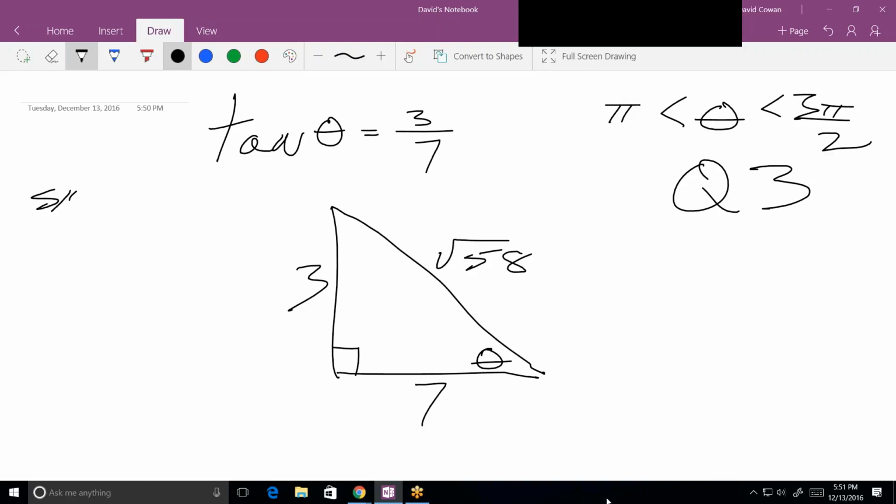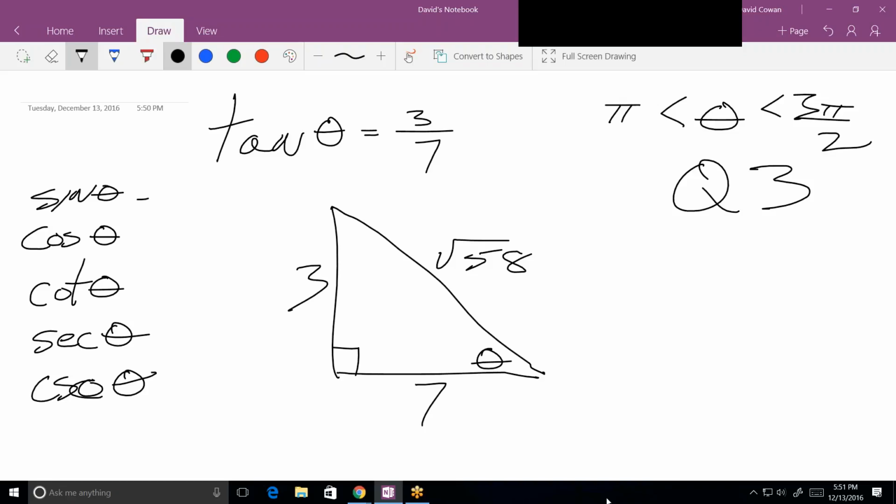Now tell me sine theta, cosine theta, tangent of theta, cotangent theta, secant theta, and cosecant theta. What's sine theta equal to? Don't worry about rationalizing it. I know you know how to rationalize it. So the sine of theta would be 3 over root 58. What's the plus or minus sign on that? That would be minus. What's cosine of theta? It would be 7 over root 58. What's the sign on that? That would be negative.